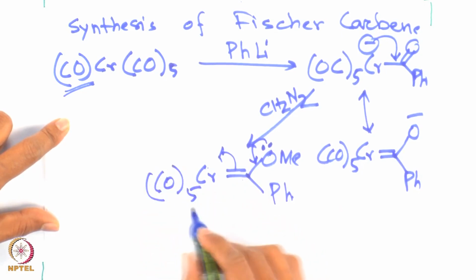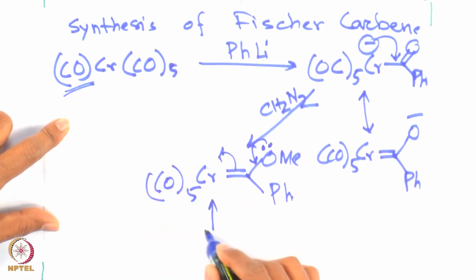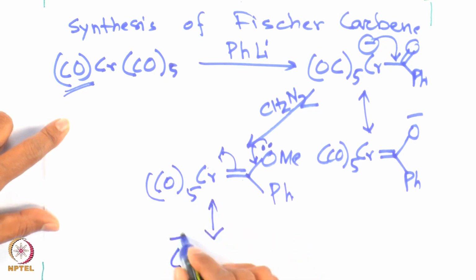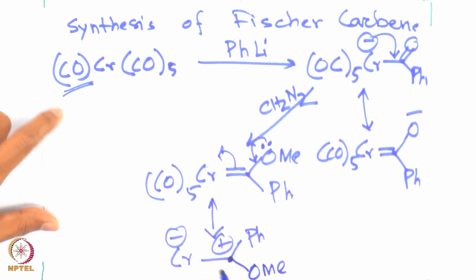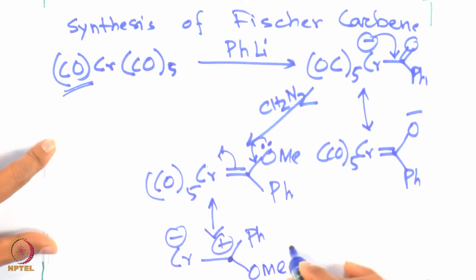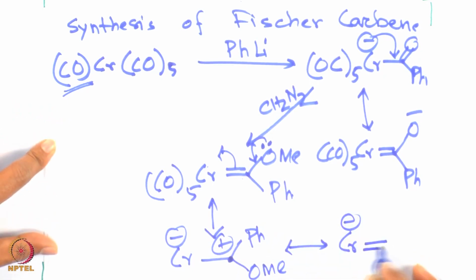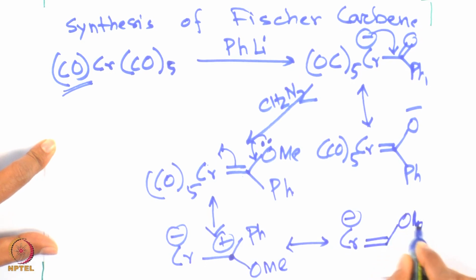where we have a pi donor type of ligand, and pentacarbonyl is associated with the chromium species. Most importantly, this compound you can write in a canonical form, where you have minus and plus centers at the carbon in the carbene center. Overall, you can write it as if the chromium is minus and OMe is plus in nature.